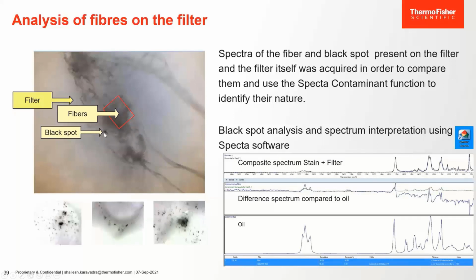So for example, when we analyze a black spot here, we get a composite spectrum of a filter and a black spot itself. And then when we subtract that, we can see actually what this black spot is made of. And when we did that, we can see that it was some oil related black spot. And then in the next slide, we can show you actually what the fibers were.